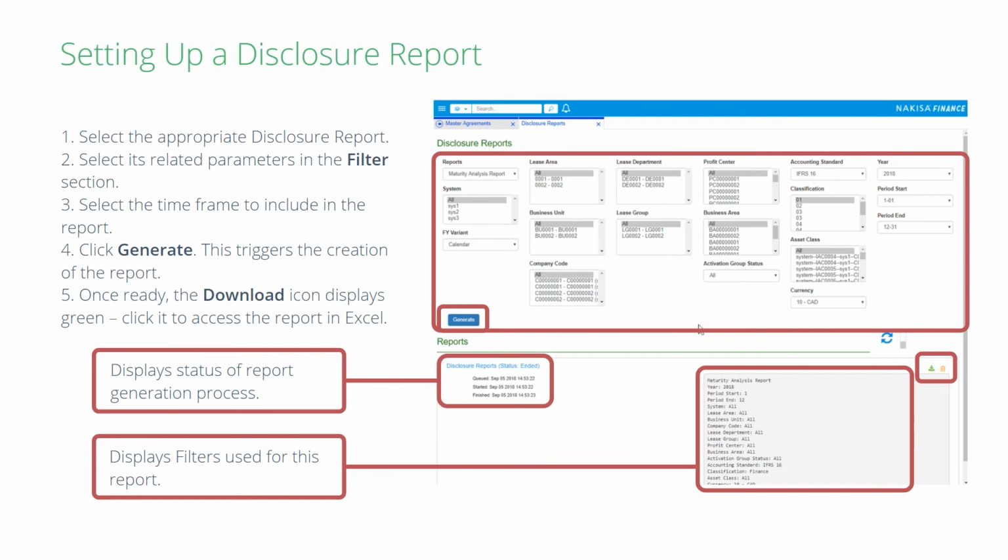In the section below, we're able to view the status of the report generation process, as well as the filters that were used for the report. Once the report is ready, we're able to download by using the green icon in order to generate the report in Excel.